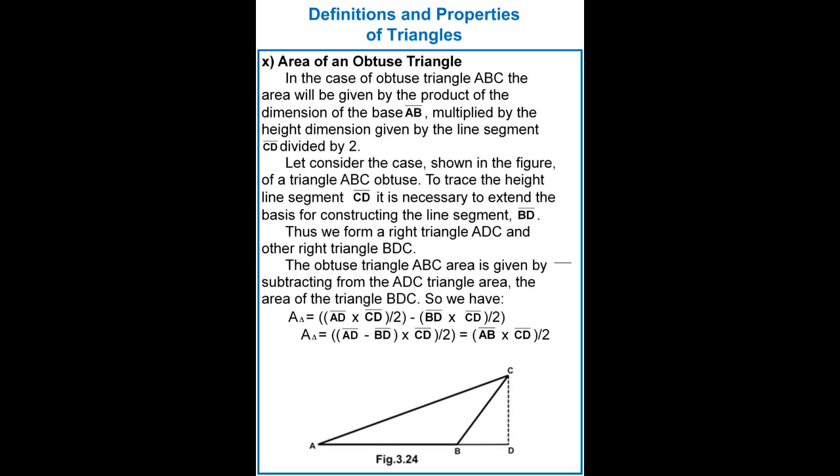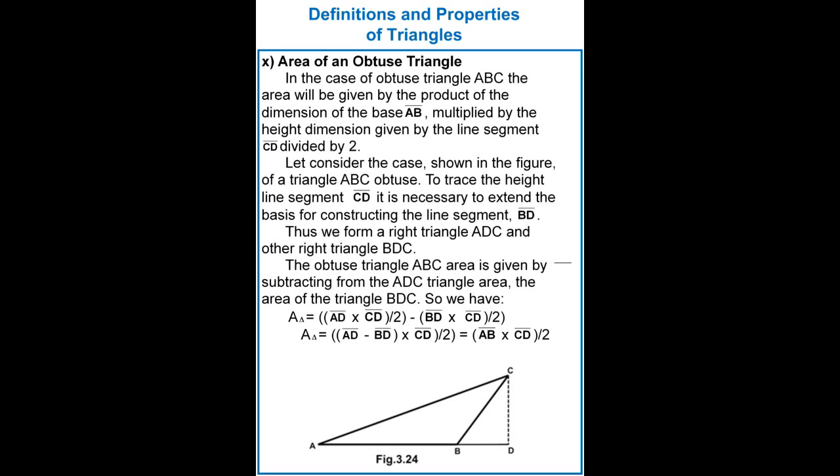In this last slide of this fourth class of Chapter 3 of the course of Basic Geometry, the method of calculating the area of an obtuse triangle is presented. Figure 3.24 shows the obtuse triangle ABC. The area is given by the dimension of the base composed of the straight line segment AB multiplied by the dimension of the height composed by the straight line segment CD divided by 2.